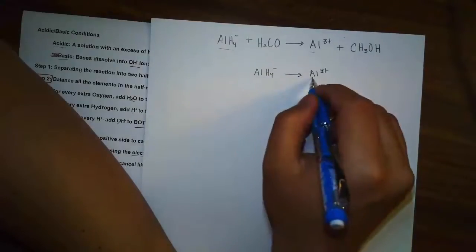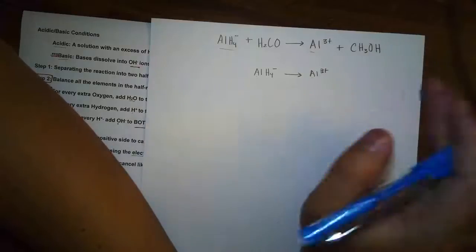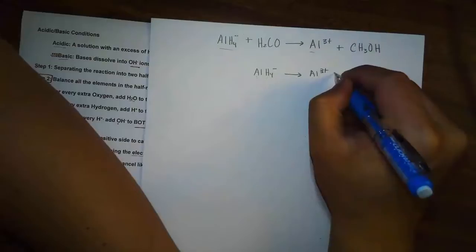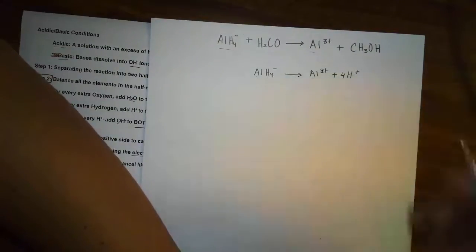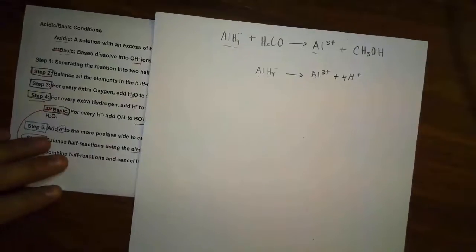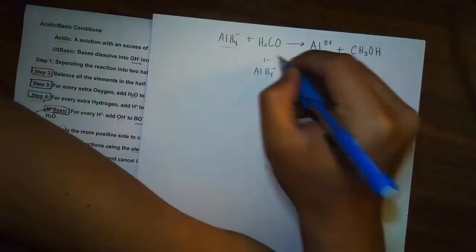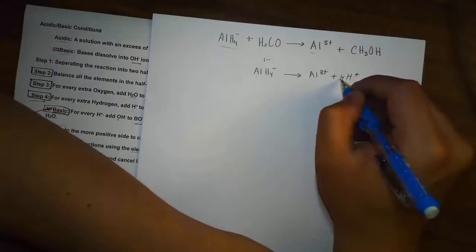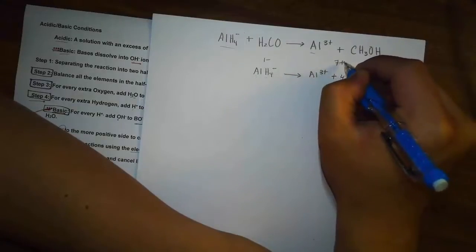So aluminum is balanced, then we have H+, we don't even have oxygen, so we can just skip that. Now let's go to hydrogen. We have 4 on that side, so we need to add 4 H+ on this side as well. Isn't that easy? Now all we have to do is balance out the charges. In this case we have 1 minus, here we have 3 plus, and here we have 4 plus. That gives us a total of 7 plus.